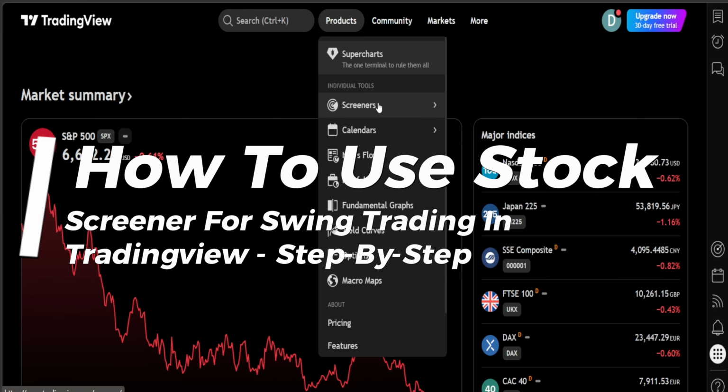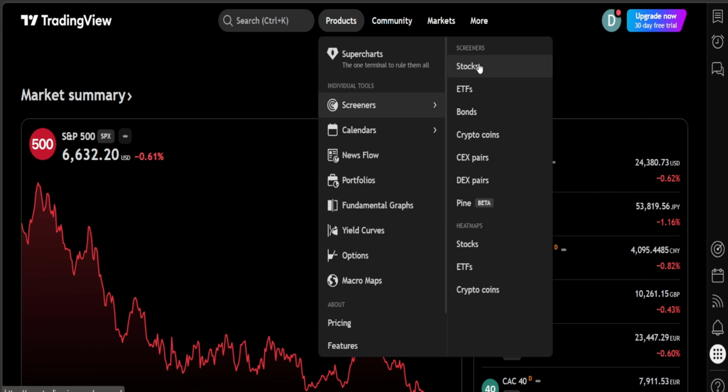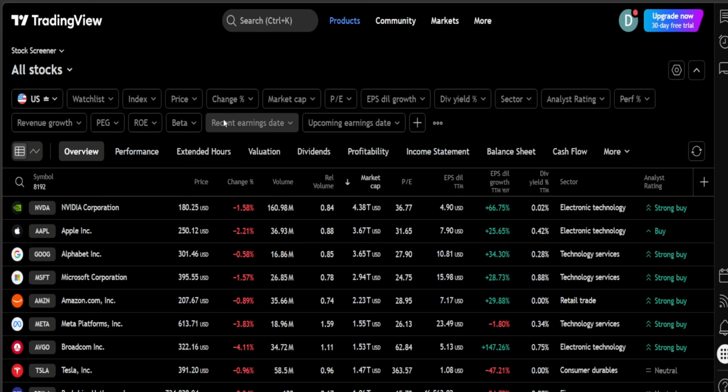How to use stock screener in TradingView. So using this for swing trading, pretty much TradingView includes your stock screener over here that helps traders just find stocks that match specific criteria.